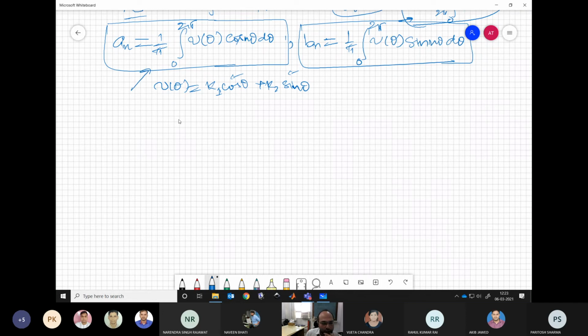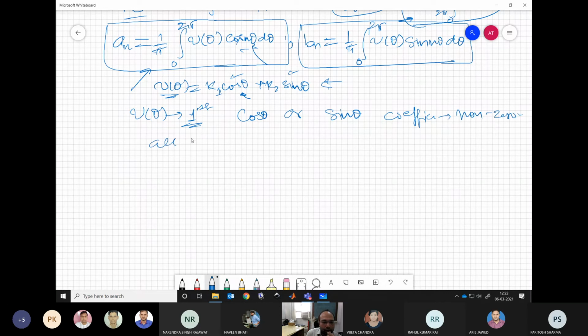Now if you do the Fourier analysis for this waveform, what will happen is that for any frequency which you are multiplying over here, cos n theta, whichever is matching with this, let's say V theta has the fundamental component, the first harmonic, that particular cosine or sine coefficient will be non-zero. And all other frequencies will give zero value.